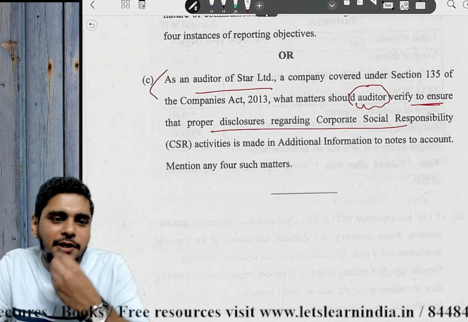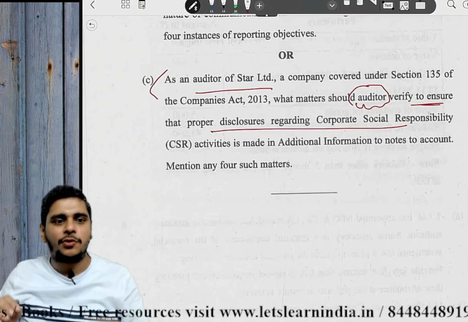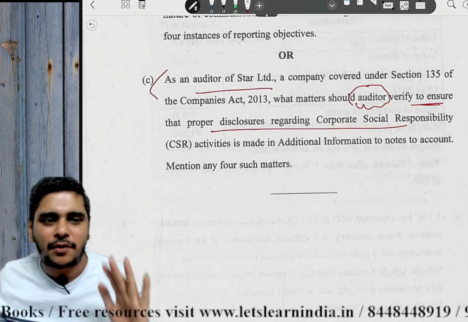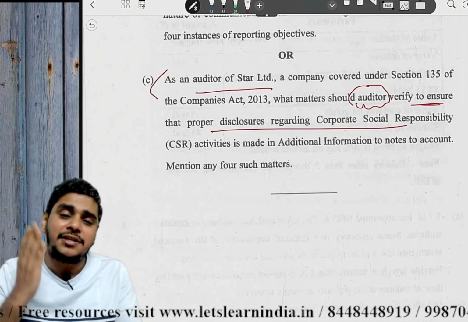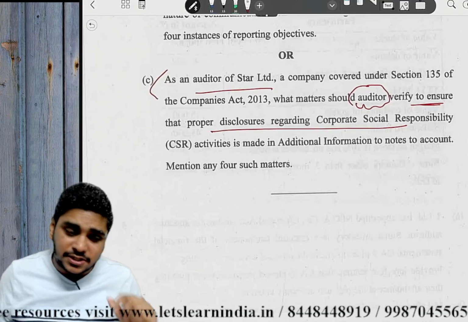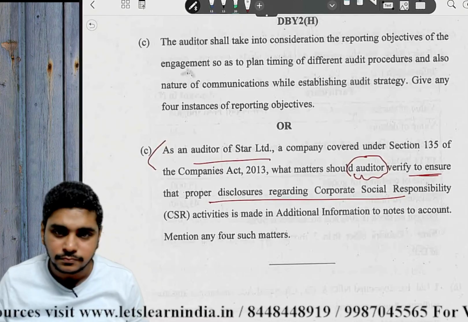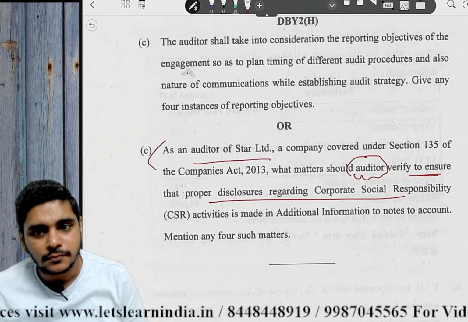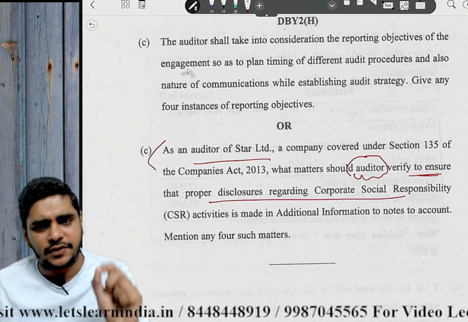Though it looks like a direct question, ICAI has made a story. So in the story, what are they doing? They're just writing the name of the company so that students waste time in reading the question. Eventually, they're asking disclosure under CSR. If somebody has studied, any idea from which chapter it came? Chapter number 5, audit of items of financial statement.